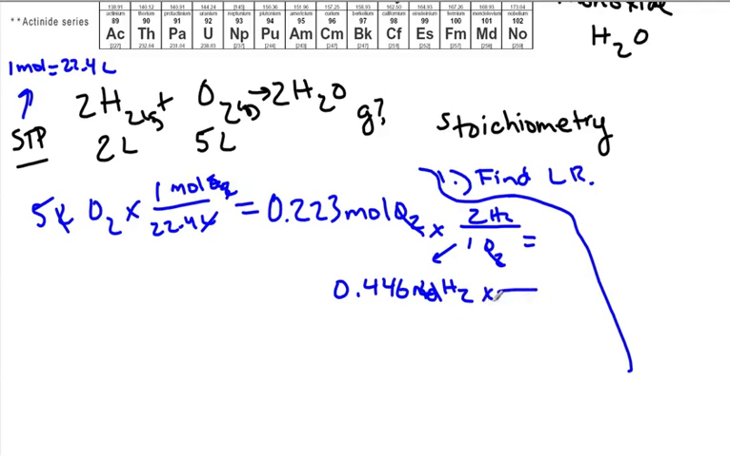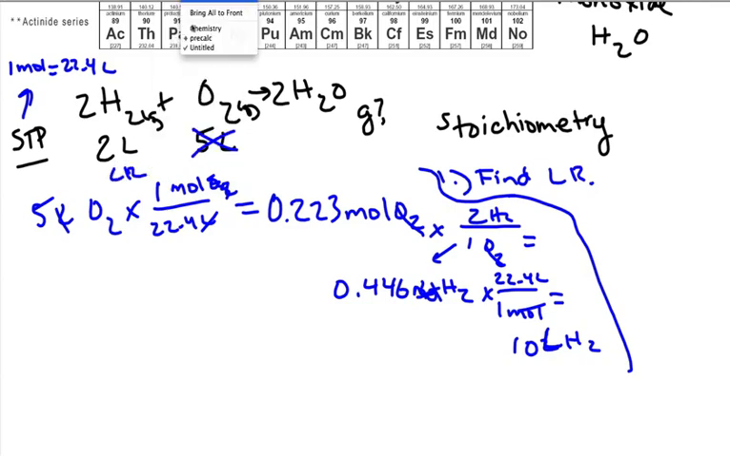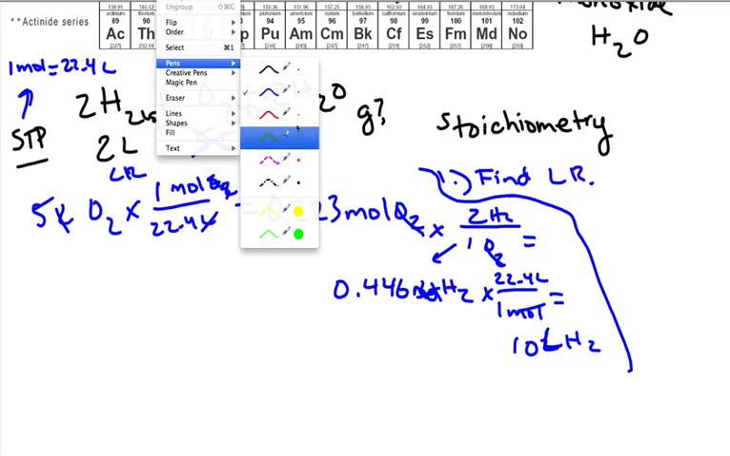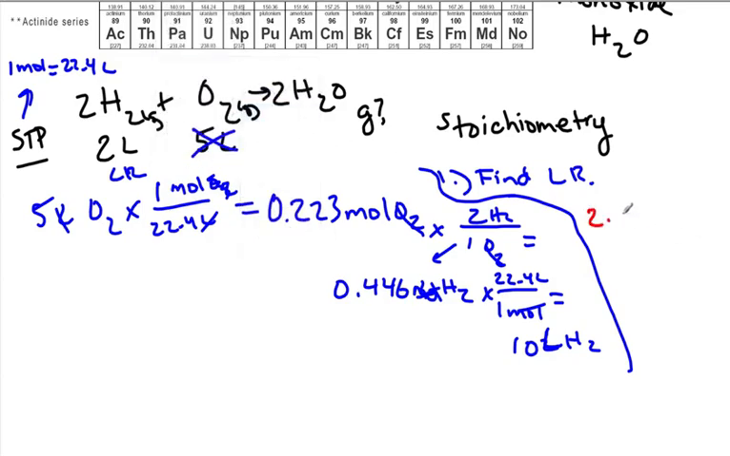Well, we can figure that out by doing our conversion. 1 mole equals 22.4 liters. Moles cancel. Multiply that by 22.4, and we get that we have 10 liters of hydrogen necessary. So that's definitely not how it works. 10 liters of hydrogen, where we only have 2 liters. So this number means absolutely nothing to us, and we found our LR, which is hydrogen. The next step after we find the LR is to use LR to convert.